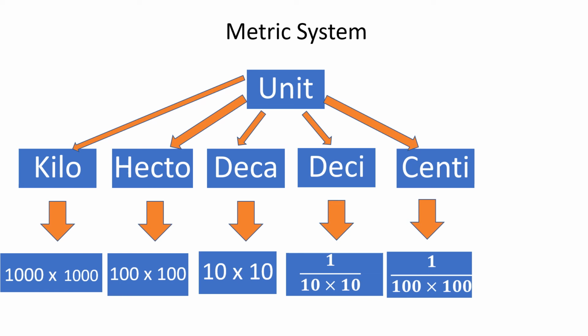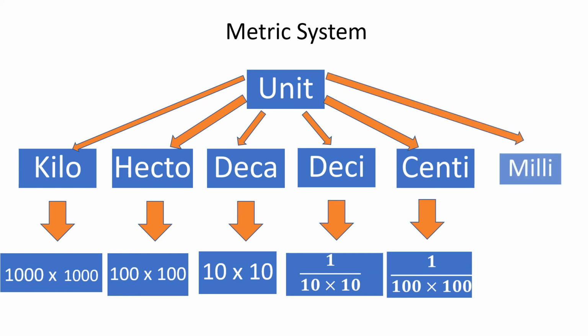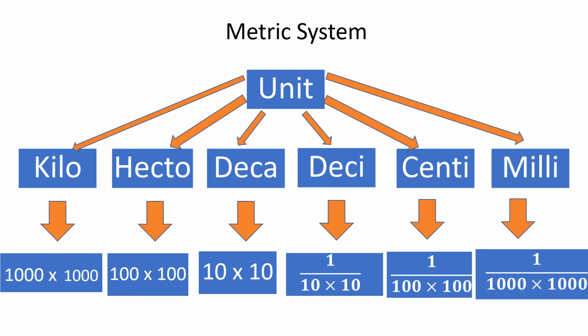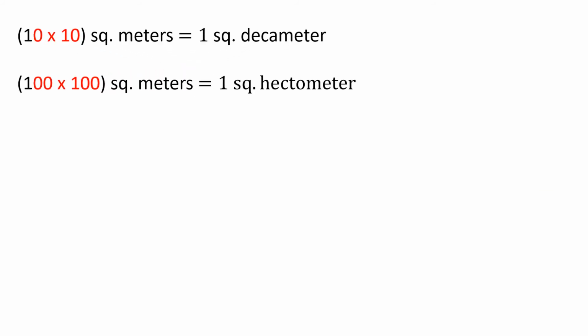Meter square means 1000 times 1000 square meters is actually 1 square kilometer. The same thing happens for millimeters. Okay, that's cool. So let us see if you can understand it or not. Say for example, 10 times 10 square meters equal 1 square decameter. If you do not understand it, just see the diagram, then you will understand it. And 100 times 100 square meters is actually 1 square hectometer.